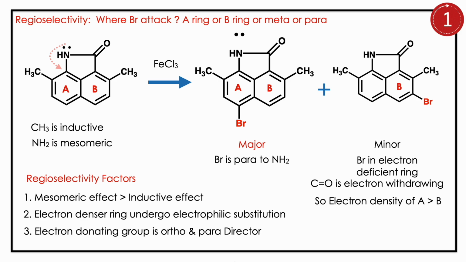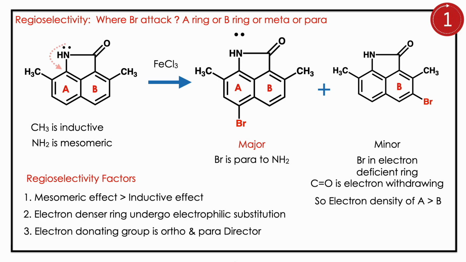Here the A ring will be electron denser because of the amine's electron donating ability. So bromine attacks A. Again the question comes, the incoming group will go meta or para because a methyl group is also there. Amine is mesomeric in nature because of the lone pair, very strong, it dominates. So only para to amine will form. So two regioselectivities, one is ring regioselectivity, another is para regioselectivity here.